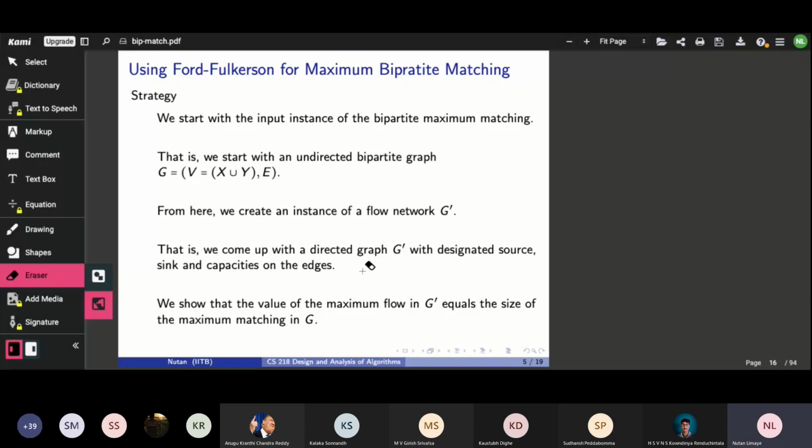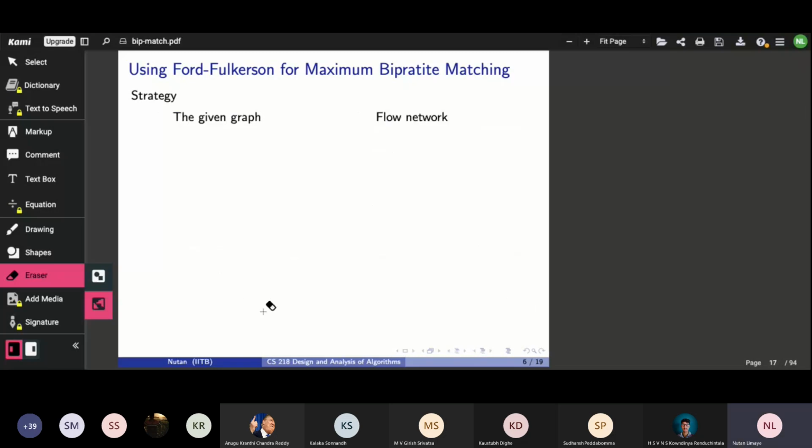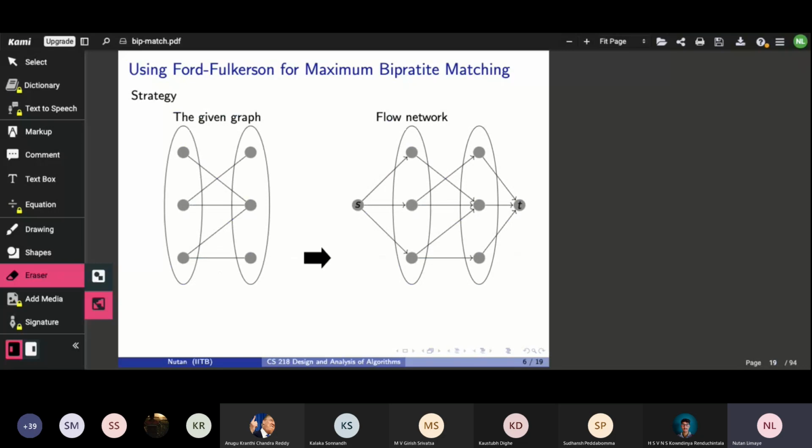So as I was saying, this is the outer strategy for proving what we want to prove. Now the question is, how do we execute the strategy? How do we come up with the graph G prime such that these conditions are met? Actually, the conversion to G prime is quite intuitive in this case. So let's try to do that. So I'm given this undirected bipartite graph. All I do is just this conversion.